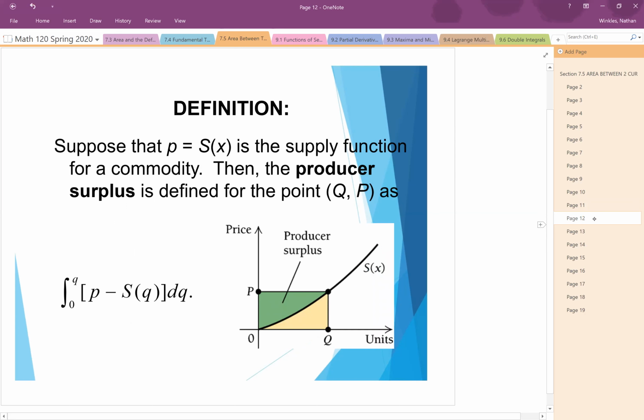With consumer surplus, we also have producer surplus. So our producer surplus is defined as the integral from 0 to q, just like before. This time it's going to be the equilibrium value P minus our supply function, because as you can see from this graph, our P value is on top of our supply function.